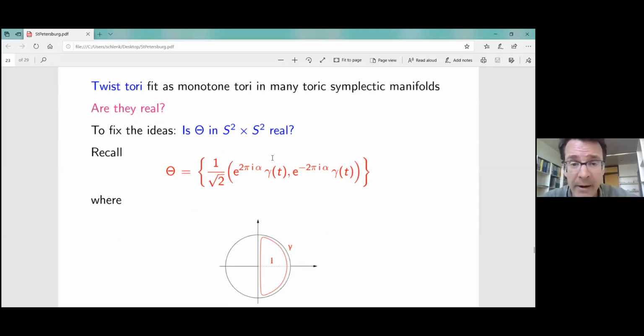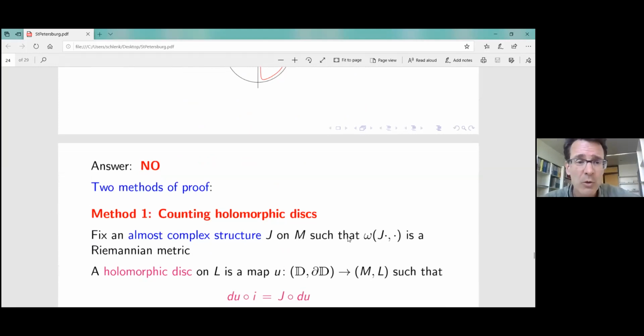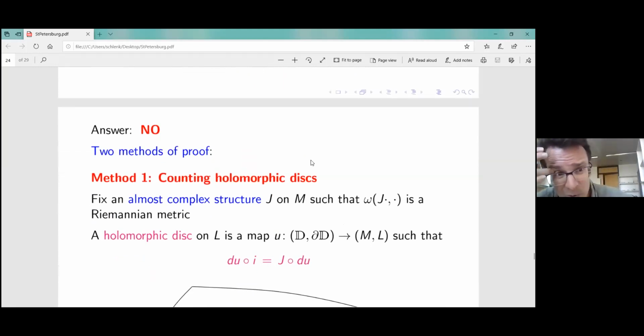Okay, so we have it there, and now we can ask, is it real or not? And this is not so easy. So the answer is it's not real, and I want to show you two proofs. So the first method is probably the one all hardcore symplectic geometers prefer. So it comes from holomorphic disks. So already before we have seen disks to define the Maslov class, but now we take special disks, we take holomorphic disks, because rigidity is usually there.